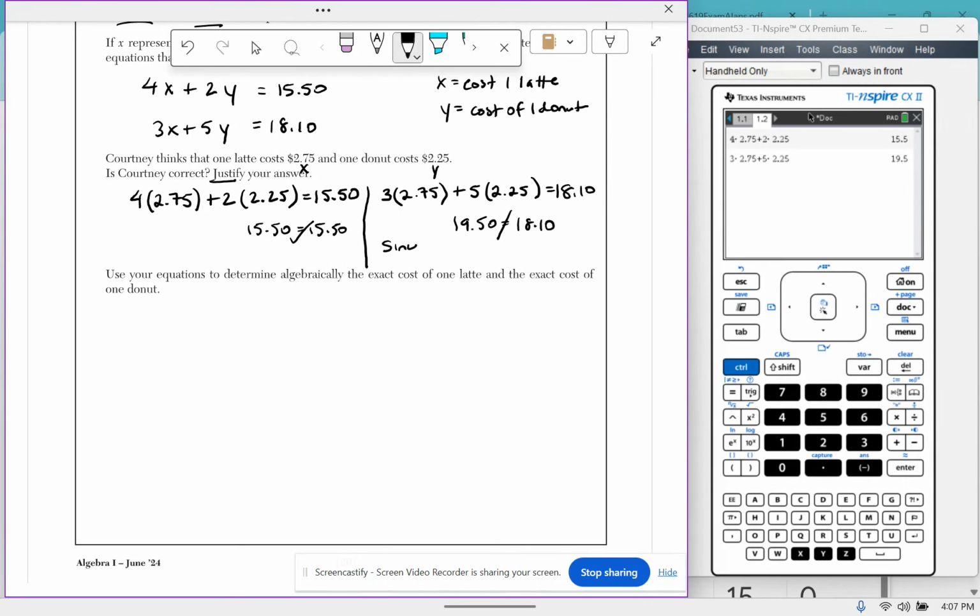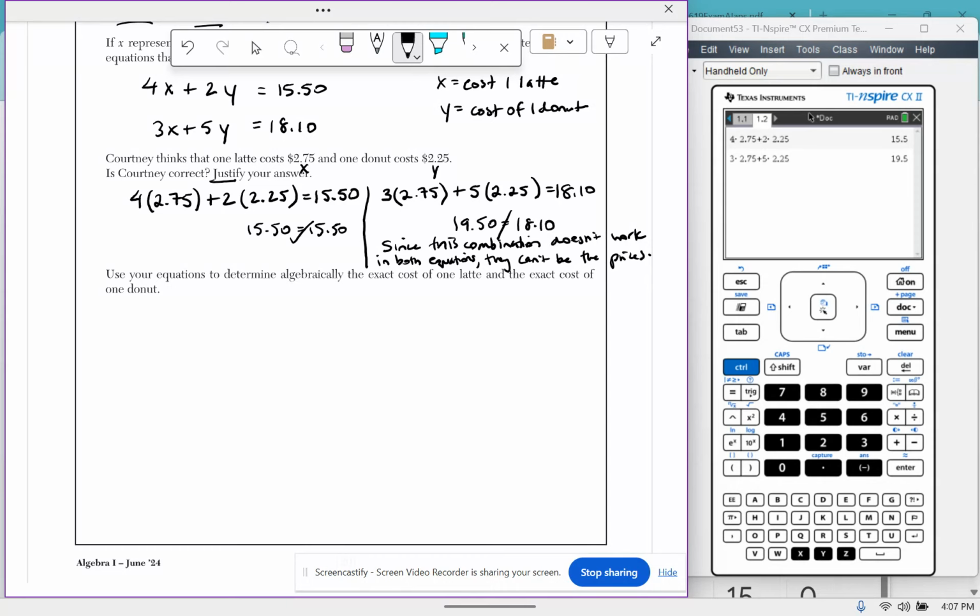And then you would say, since this combination doesn't work in both equations, they can't be the prices.